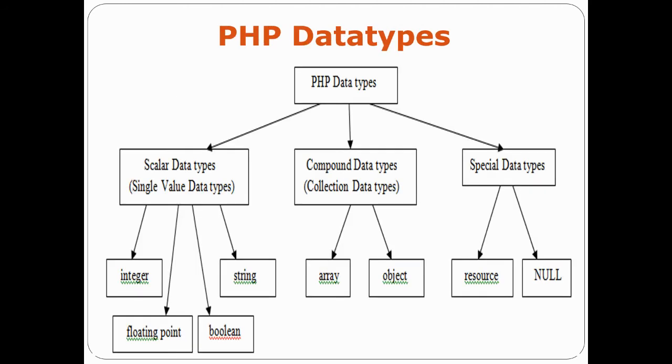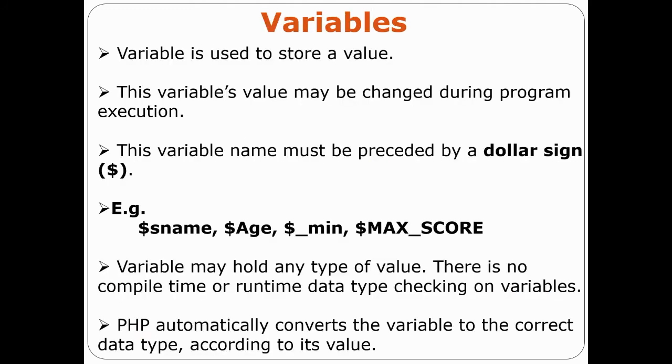PHP data types. Three different categories are there: scalar data types, compound data types, special data types. In scalar data types: integer, float, boolean, string. In compound data types: array and object. In special data types: resource and null.